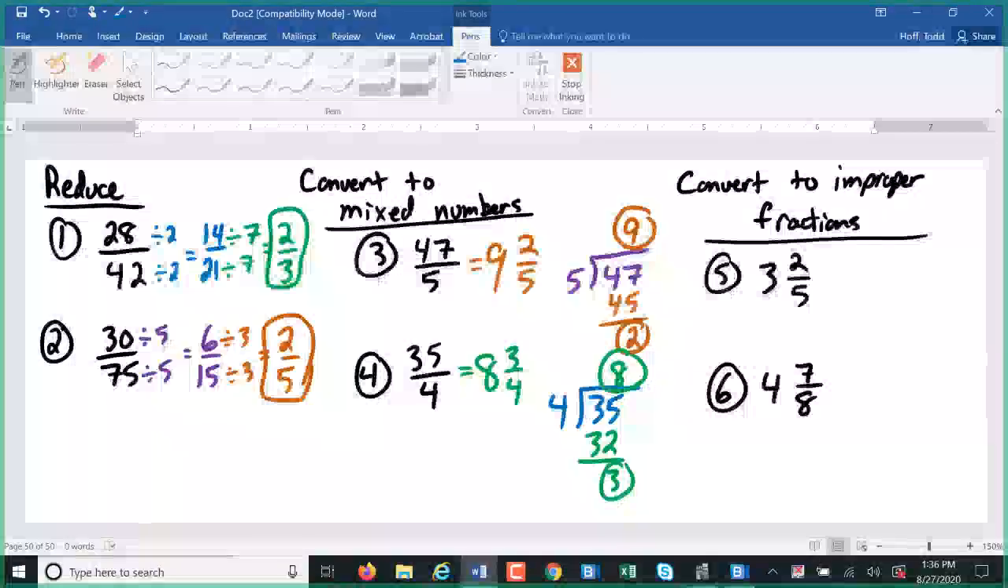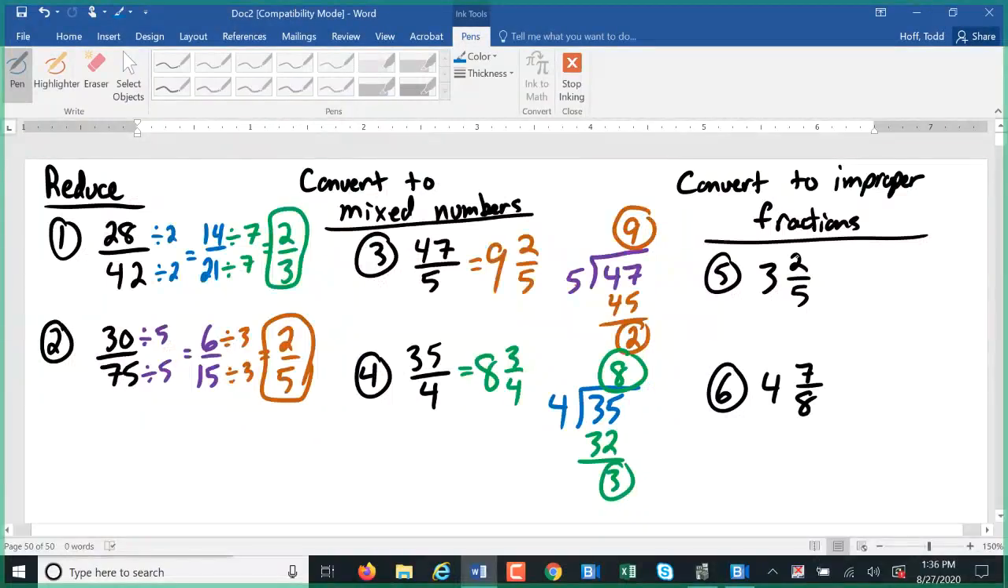Going the other direction now, from mixed numbers back to improper fractions, we have 3 and 2/5. We need to break those 3 whole objects into pieces. It's 3 times 5, that's 15 pieces. Adding that to the 2 gives us 17/5.